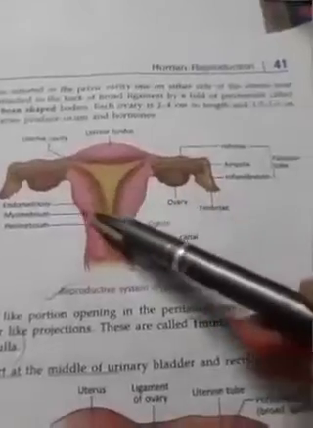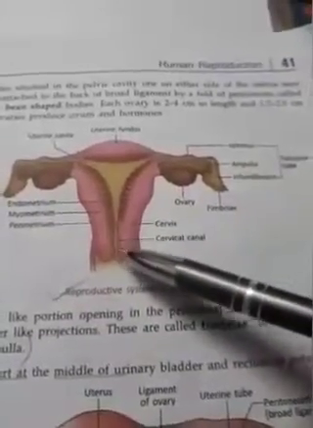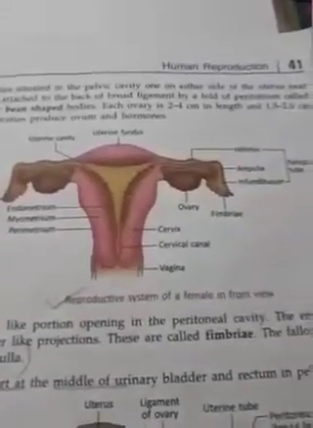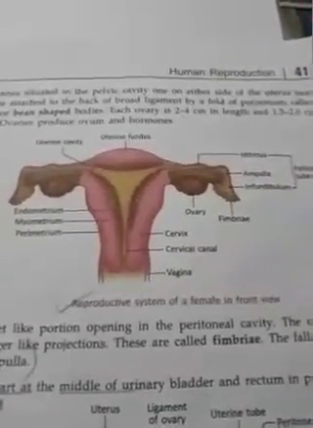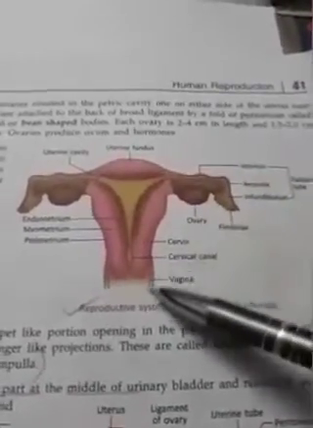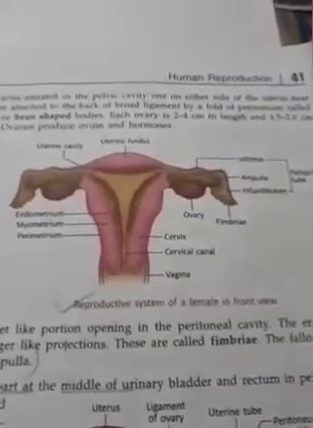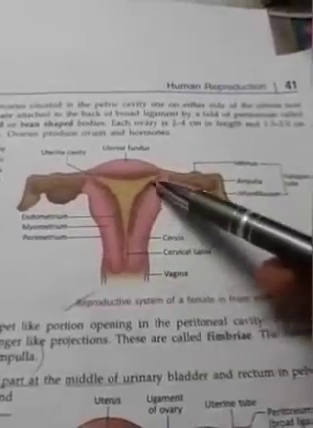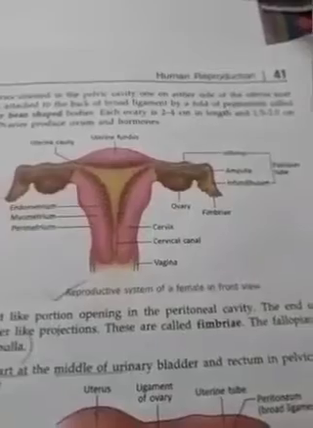Then the middle part is known as the body, and lastly the narrow region at the lowermost part of the uterus is known as the cervix, which is in continuation with the vagina, which is the opening of the female reproductive system through which the sperm enters into the female reproductive system.